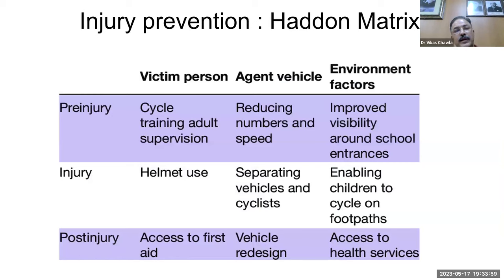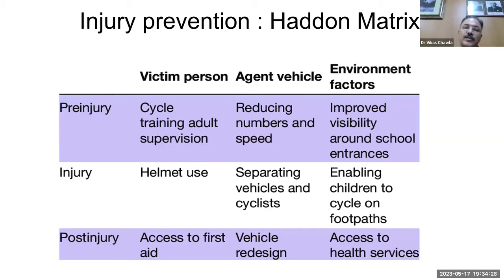Just a word about injury prevention. Take the Haddon matrix as an example, for a victim of bicycle injury. Pre-injury, for the victim, we need to train the person, and adult supervision should take place. For the agent, the vehicle, we can try to reduce the number and the speed. For environmental factors, improve visibility around school entrances.